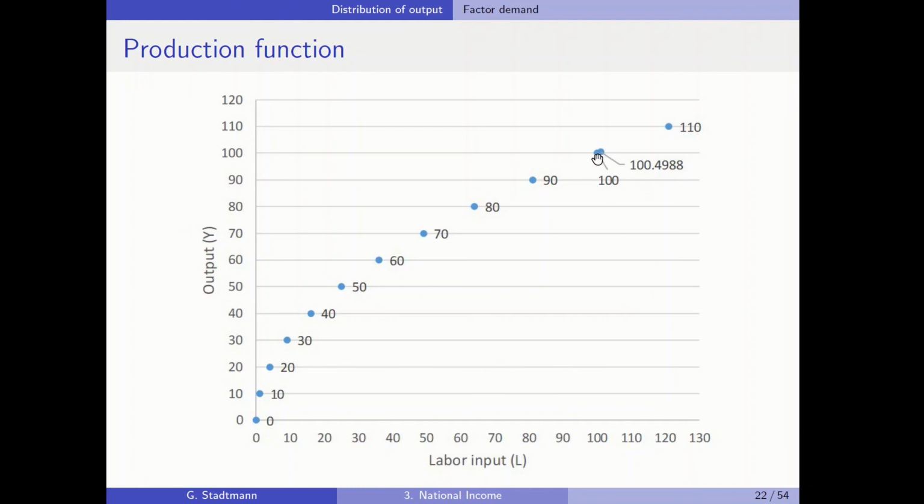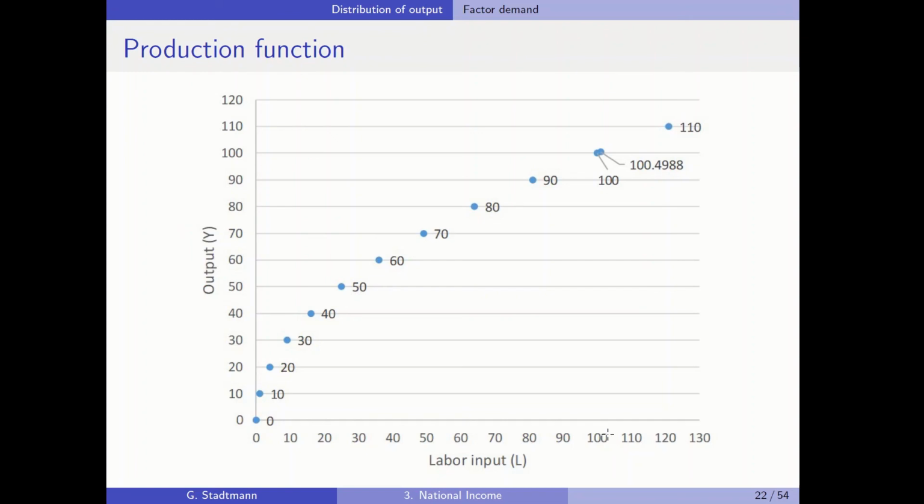Yes, we can. So in case that we use 100 labor units and 100 capital units, the output is equal to 100. And when labor input increases to 101, then the output increases to 100.4988. So the output increases by about 0.5 units. So the marginal productivity of labor in this point is equal to 0.5. But the marginal productivity of labor is not constant. The marginal productivity of labor decreases in case that the labor input increases.